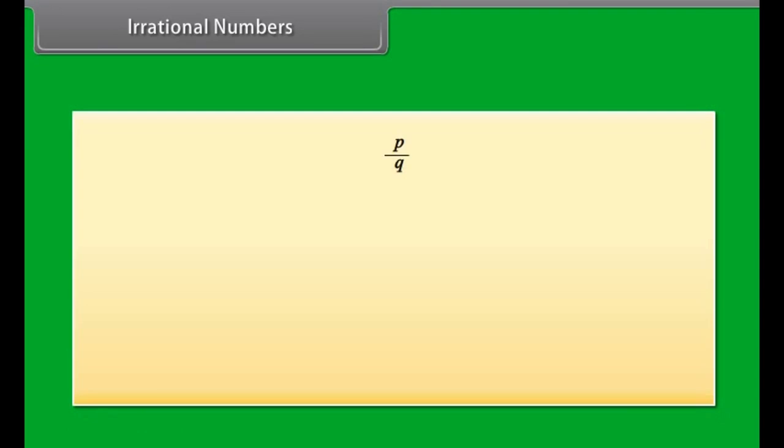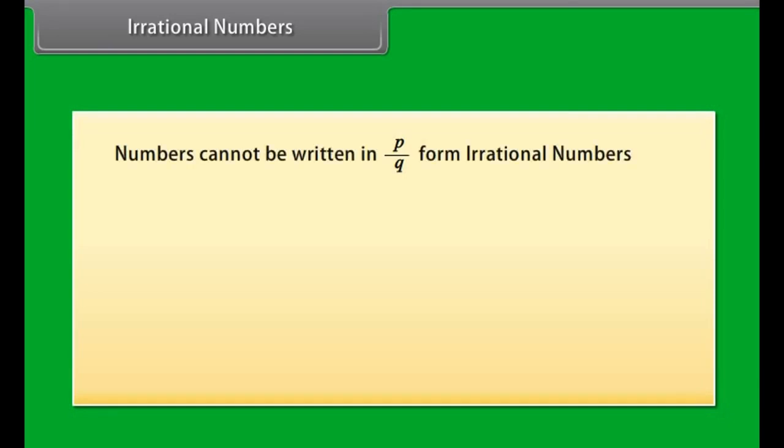Irrational numbers. You must be wondering if there are numbers which are not in the form of p by q. Yes, there are numbers which cannot be written in the form p by q. Those numbers are called irrational numbers. For example, square root 2, square root 3, square root 7, 0.101101110111101111, and so on, pi and so on.